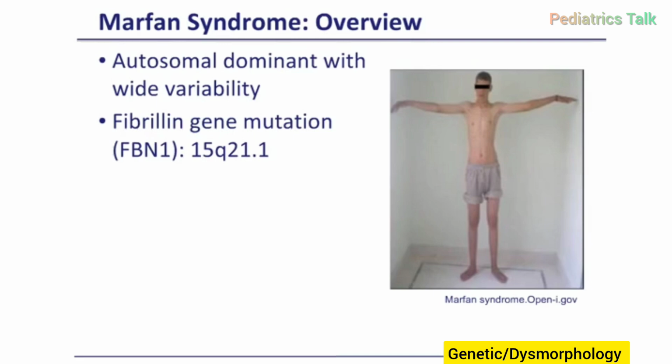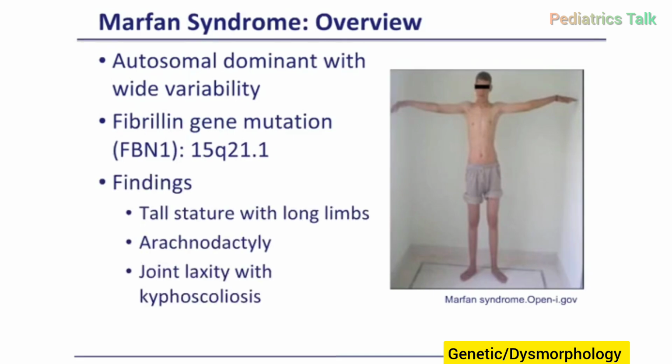Marfan syndrome is autosomal dominant with wide variability due to an abnormality in the fibrillin gene, giving us abnormal collagen formation. These are tall children. Again, this is most commonly diagnosed for the first time in later childhood to adolescence. They have long limbs and long fingers. The fingers have a spider-like appearance, fingers and toes for that matter, and this is called arachnodactyly.